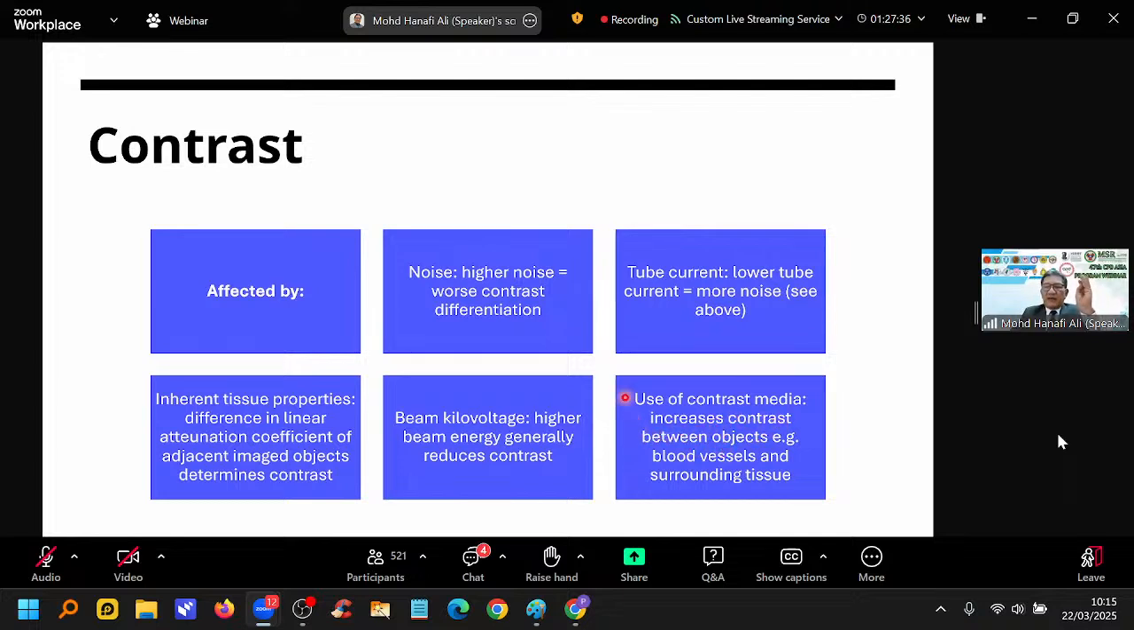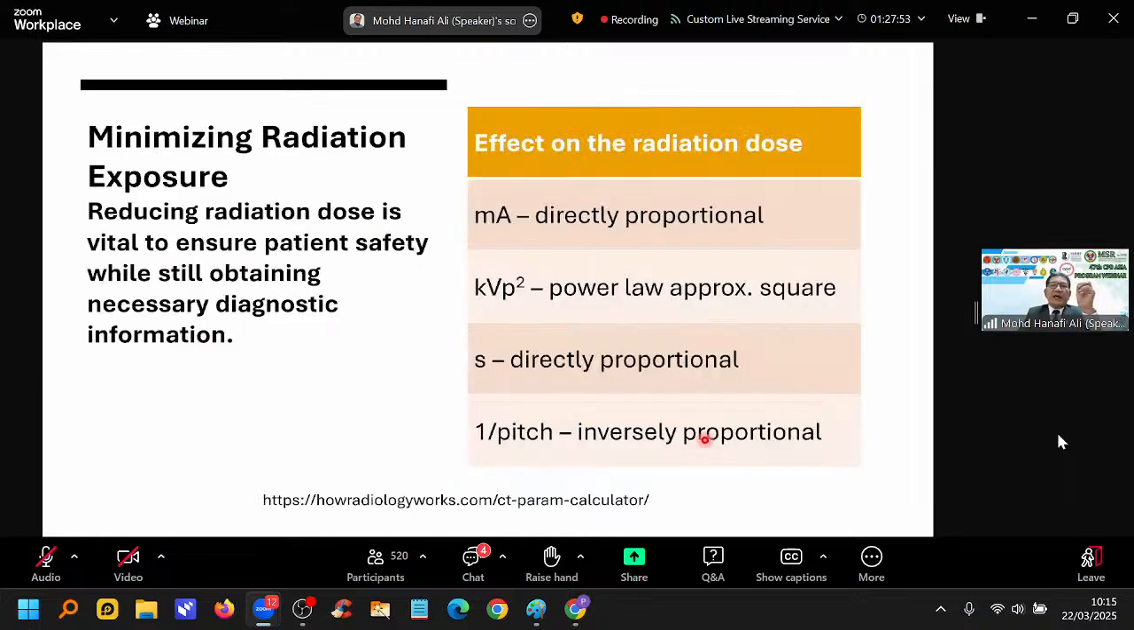Another thing that we have to be aware of is contrast media in patients: how we're going to use it, and how much concentration of that contrast. We really need to study and use the optimum one. Okay, and here let's go to a little bit of calculation or ratio, and the effect on the radiation dose.